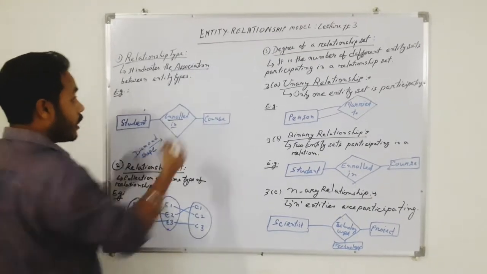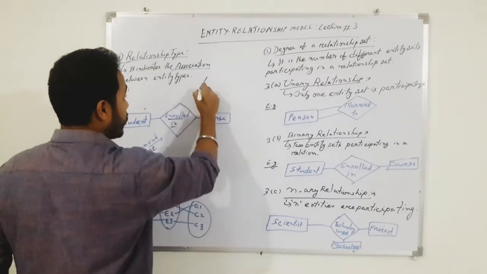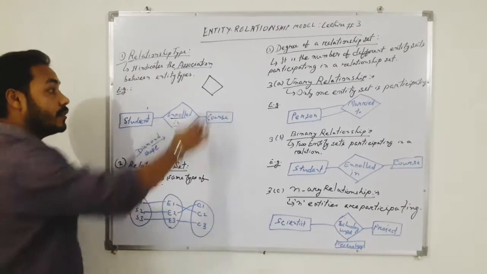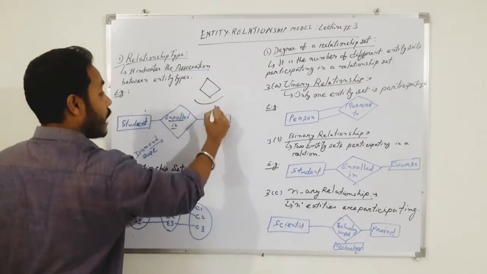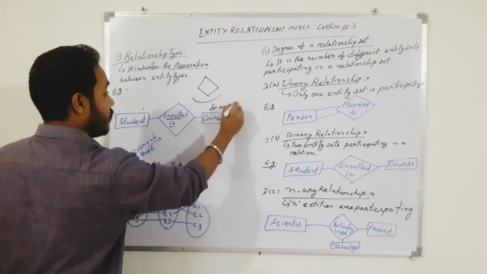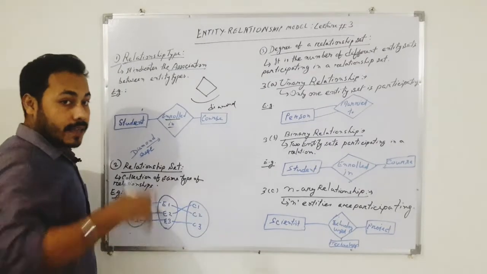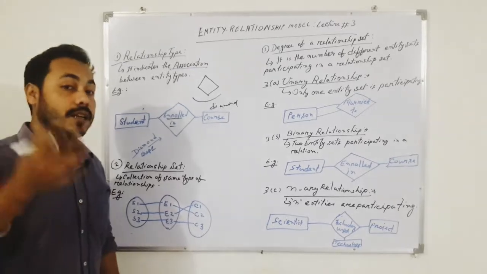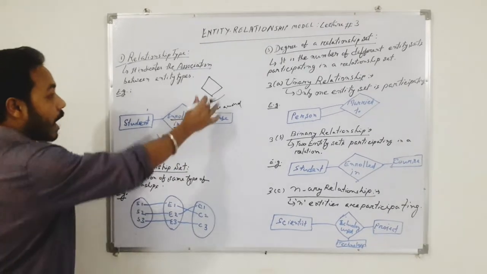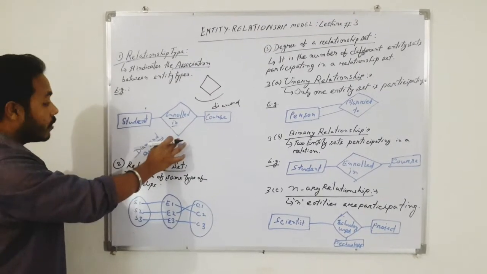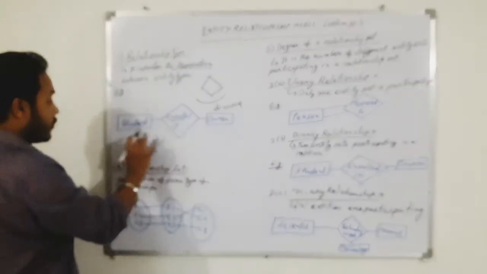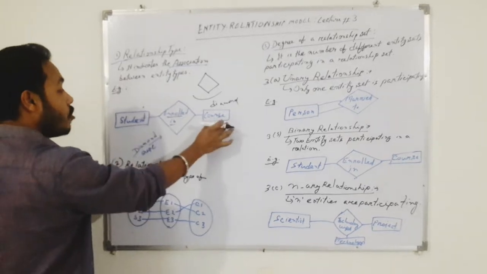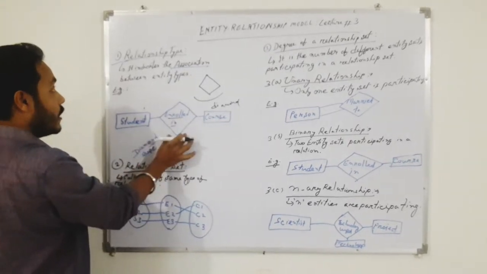The symbol to represent a relationship in the ER model is this one, a diamond-shaped structure. Got it? As I have already told you, while dealing with the ER model, we have to follow the standard symbols available, and here the diamond symbol is for relationship. So don't forget it. This is the scenario where student and course have an enrolled in relationship.